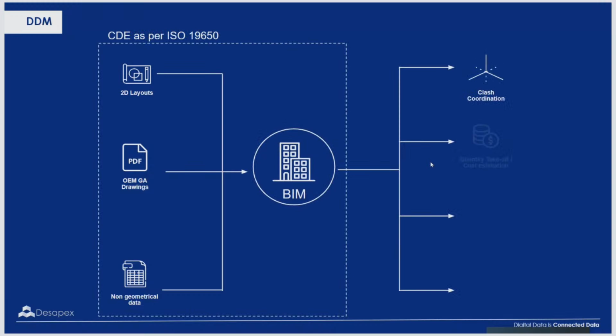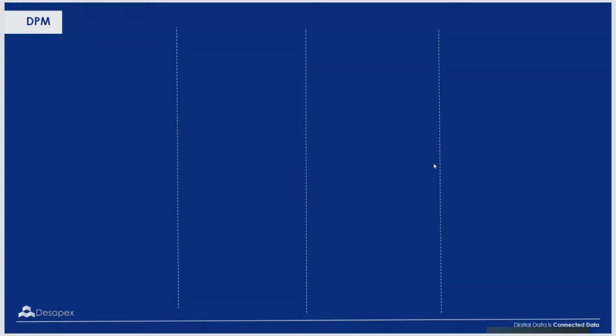Under DDM, we provide architecture, structure, MEPF modeling, clash detection, coordination, and BIM-based pre-construction services. Since the adoption of BIM is increasing among architects and engineers, there is still a gap, both in terms of capacity and capability, that must be bridged to create a digital 3D model. At Desapex, we help our clients convert conventional 2D drawings into 3D BIM models and perform these simulations before we even have to go to the construction site.